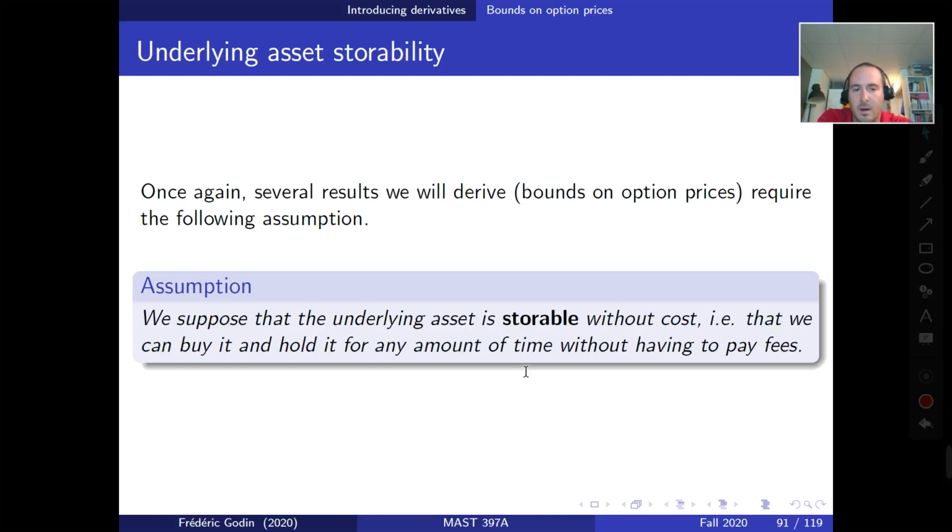Again, we'll make the same assumption we did earlier in this chapter because this is needed to derive the upcoming bounds we're going to show. We're going to assume that the underlying asset is storable for an indefinite amount of time without any cost. So you can buy the underlying asset and store it for as long as you want without having any storing fees to pay. This assumption is needed to derive upcoming results.